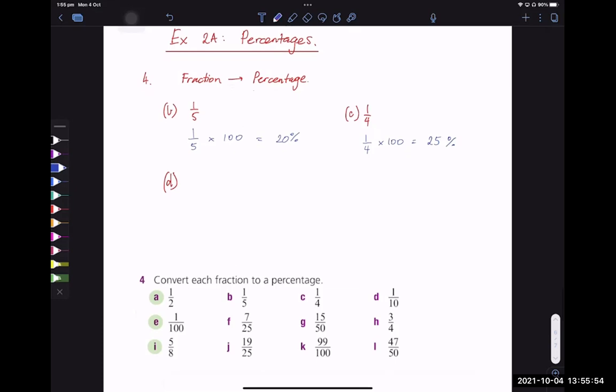Why do you write the 100 there? Sorry? Why do I write the 100? Yeah. The 100 there is to represent it as a number out of 100%. Okay? So that's just how we change a fraction to a percentage. All you have to do is multiply it by 100. That's just the rule. Okay? All right.